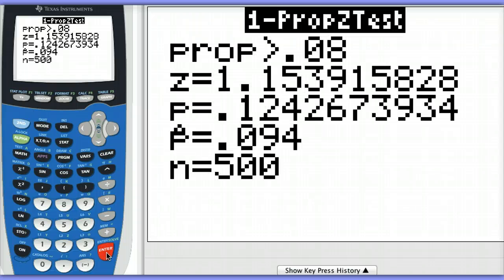And you can see that our test statistic value is 1.15, our p-value is 0.12. That means at any standard alpha level, we would fail to reject the null. That means that this batch of potatoes would probably be accepted. The proportion of blemishes was not too high.